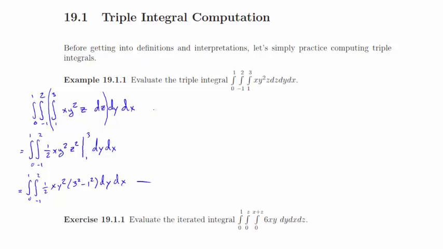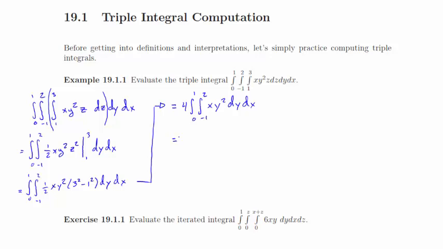Let's go ahead and start a new line here. Moving over to my next column, before I do that, 3 squared minus 1 squared is 9 minus 1, which is 8, and then multiplied by 1/2 is 4, so I'm going to pull that 4 in front of everything. We have the integral from 0 to 1 in the x direction, the integral from -1 to 2 in the y direction, and now just x y squared dy dx, because the 3 squared minus 1 squared times 1/2 we pulled out as the 4 in front.